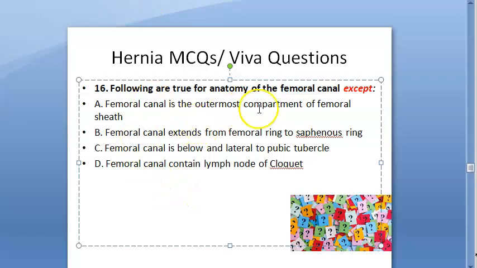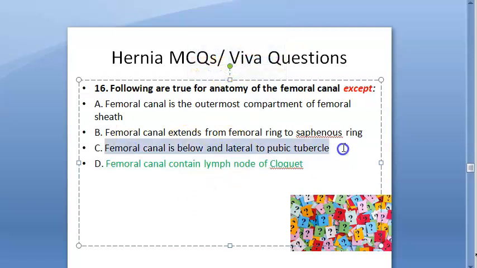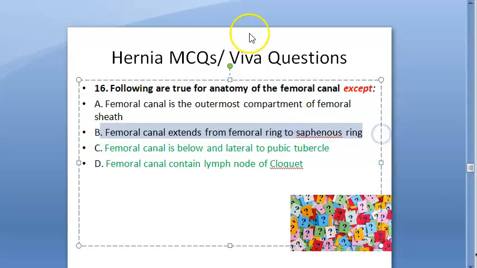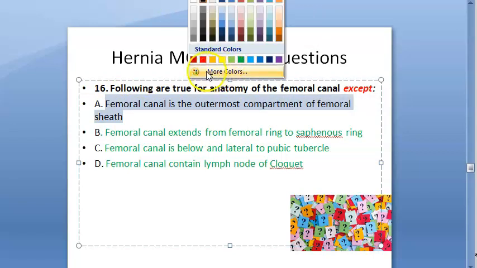So it contains lymph node of Cloquet, which is correct. Then femoral canal is below and lateral to pubic tubercle. I want to say that is true because that's how a femoral hernia presents. Then it extends from femoral ring to saphenous ring, is it? Sounds about right. Femoral canal is outermost compartment of femoral sheath. So this we'll have to check.